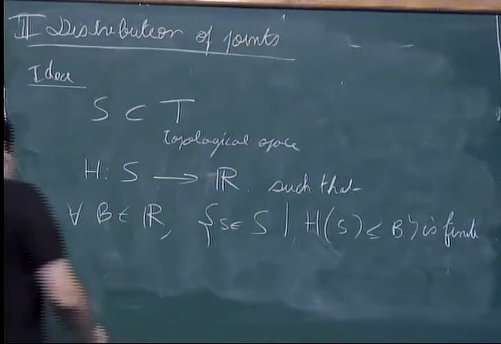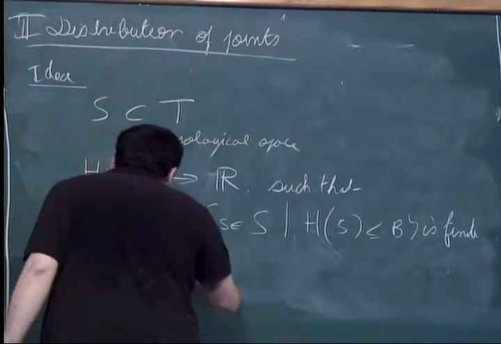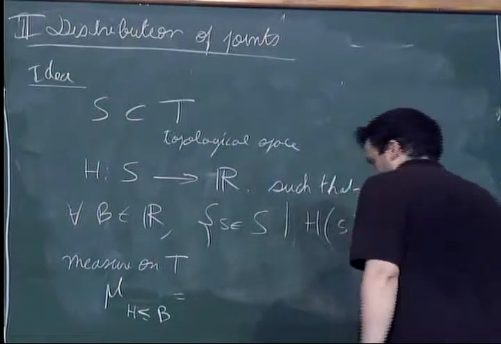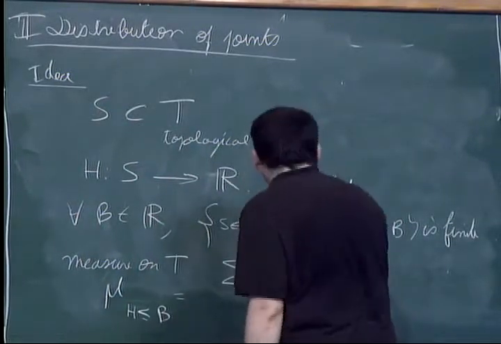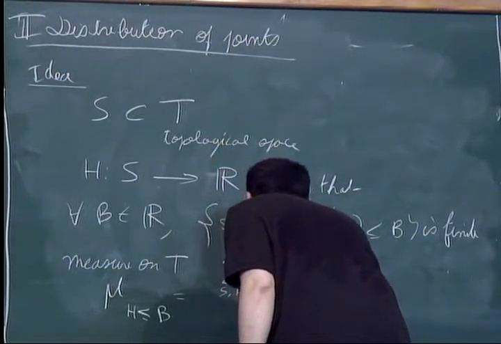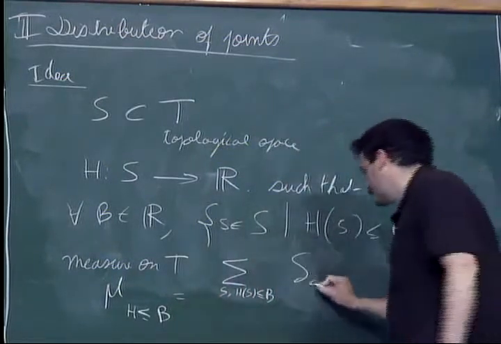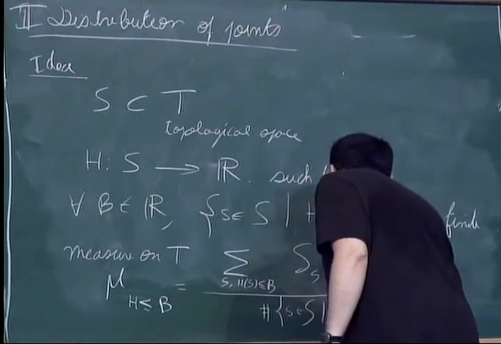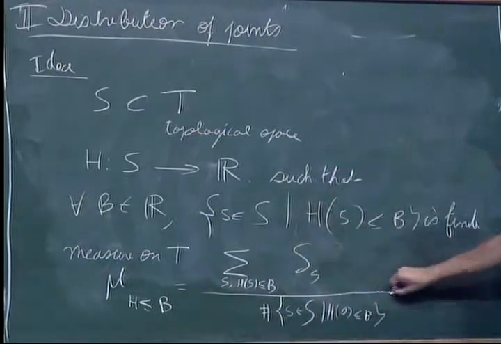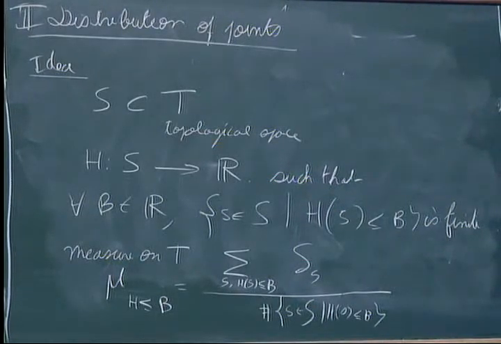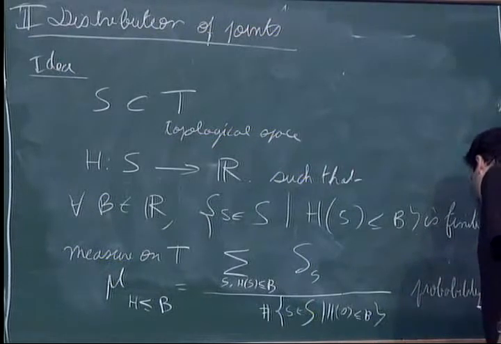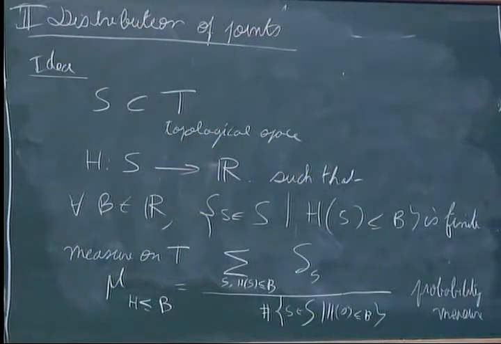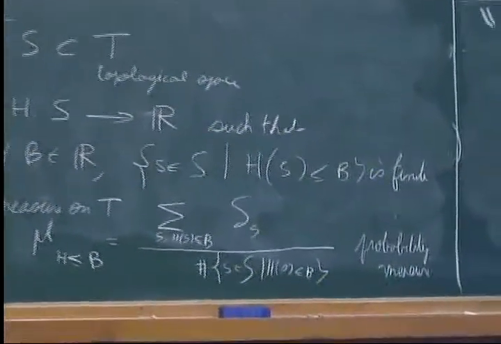Then we can consider the following measure. Let's say mu_{h<b}, which will be a probability measure, which is the sum for s such that h of s is less than b of the Dirac measure at s divided by the cardinal of the set of s in capital S such that the value of h in s is less than b. So this is a probability measure. Then to describe the distribution of S in T is simply to look at the limit of this measure as b goes to infinity in a weak sense.